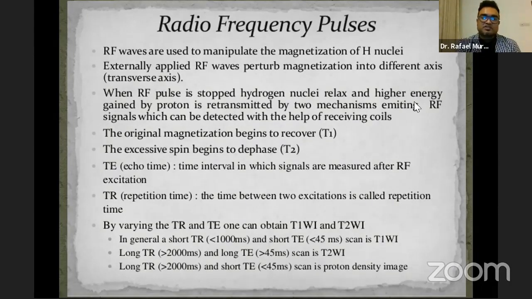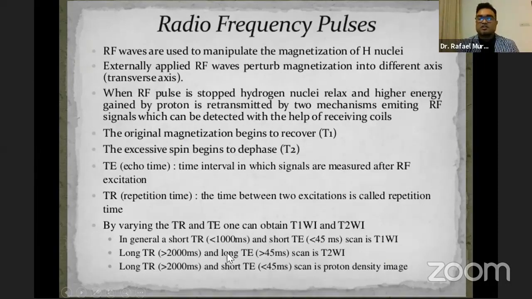When a radio frequency pulse is stopped, hydrogen nuclei relax, and the higher energy gained by the protons is retransmitted by two mechanisms, emitting radio frequency signals, which can be detected with the help of receiving coils. The original magnetization begins to recover when we acquire a T1 weighted image, and the excess spins begin to dephase when we gather a T2 weighted image. The echo time is the time interval in which signals are measured after radio frequency excitation. The repetition time is the time between two excitations. By varying the TR and the TE, one can obtain T1 weighted and T2 weighted images.